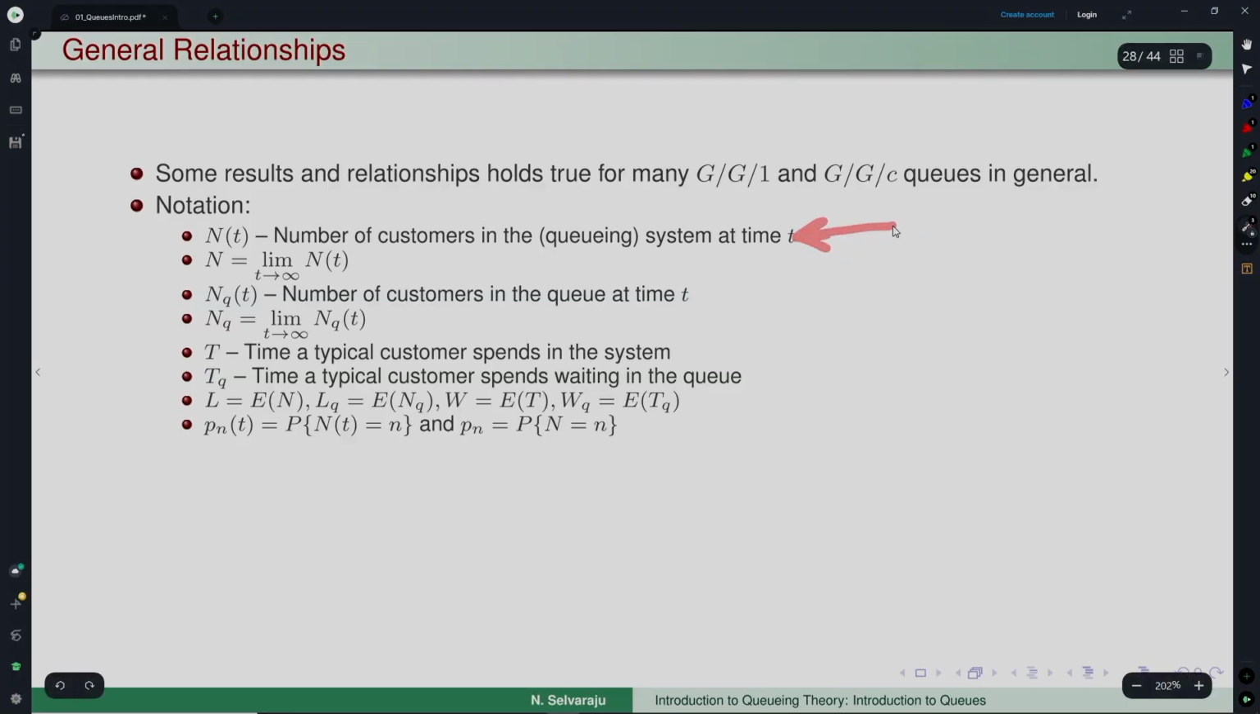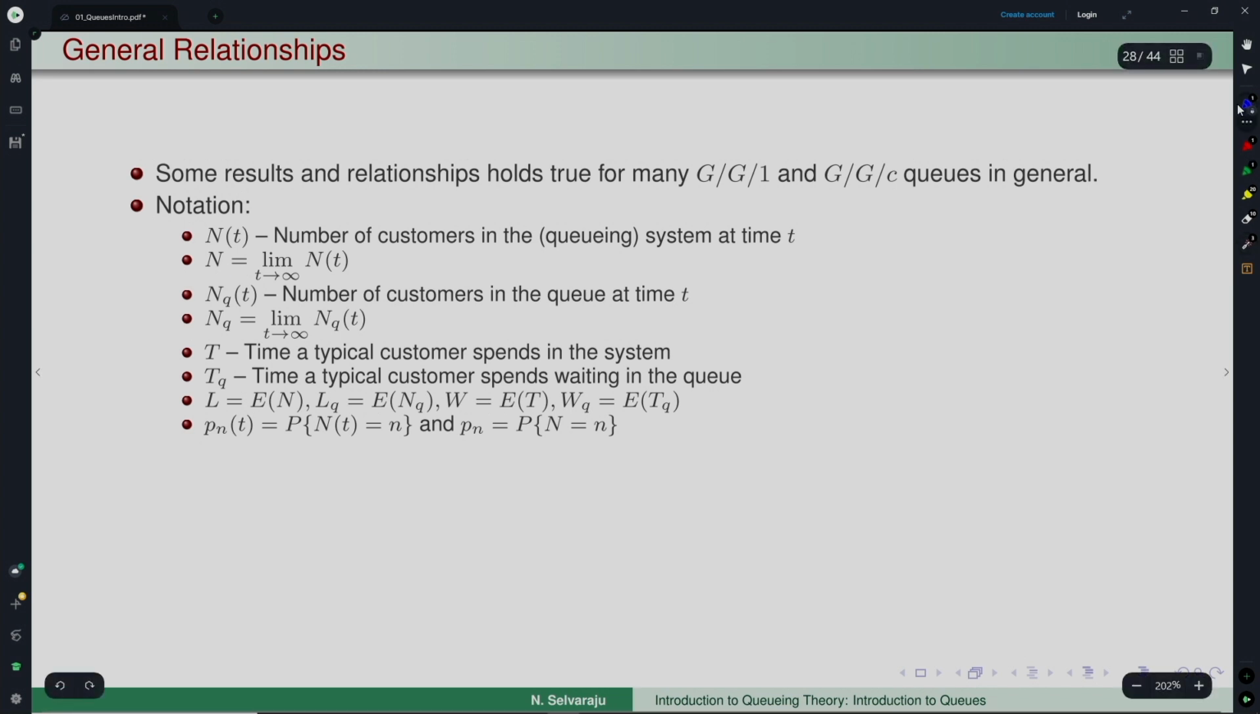This is essentially the number of customers in the queuing system at time t, which we denote by N(t), the number in the system at time t. Henceforth we may not say number of customers in the system. When we say a number, it always means customers, and when we say N, it is the number in the system. As I already pointed out, system means queue plus service, and this N(t) in some limiting sense is what we call N, without the dependency on t.